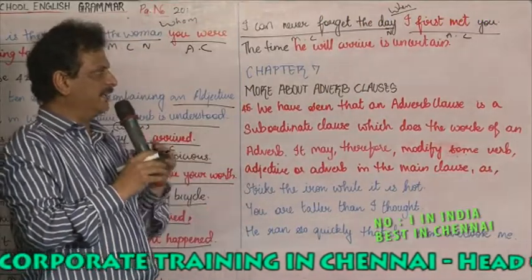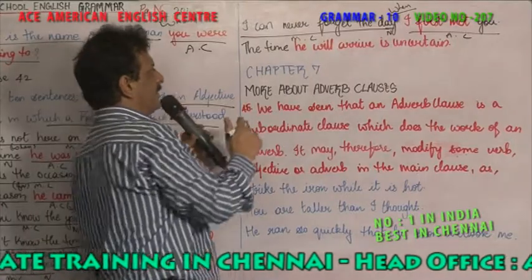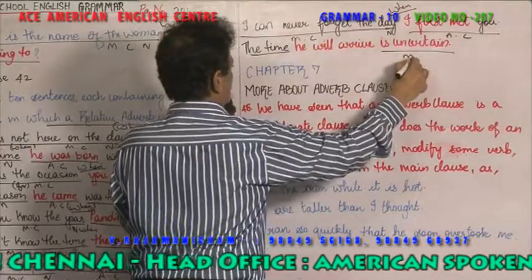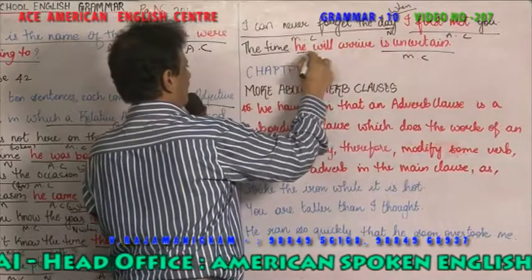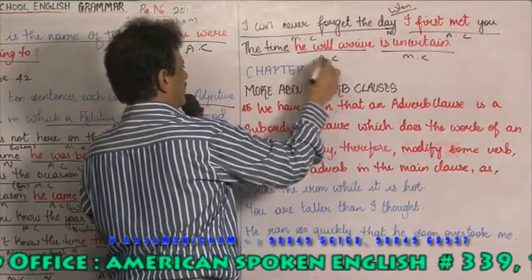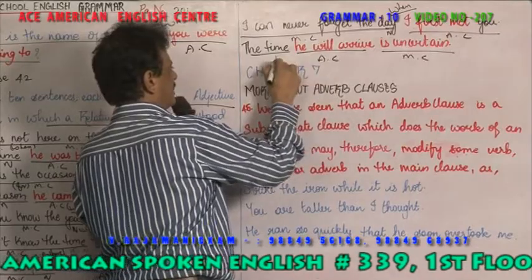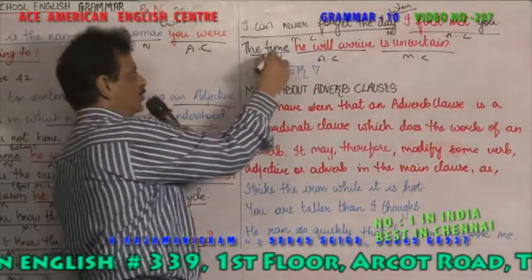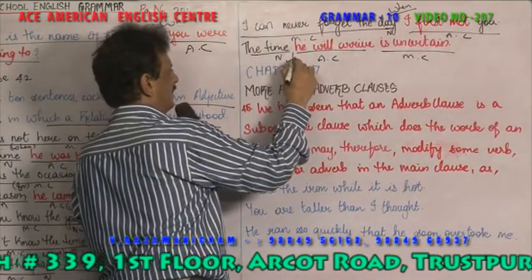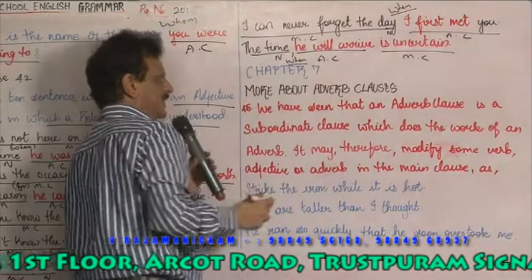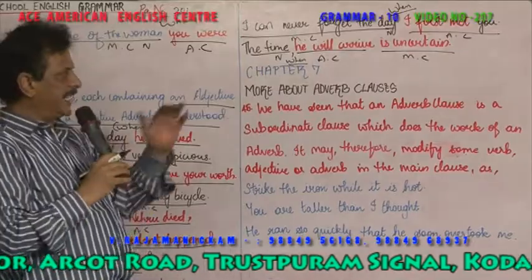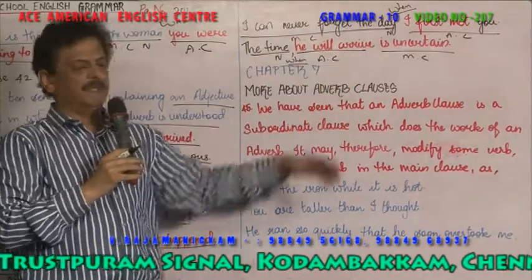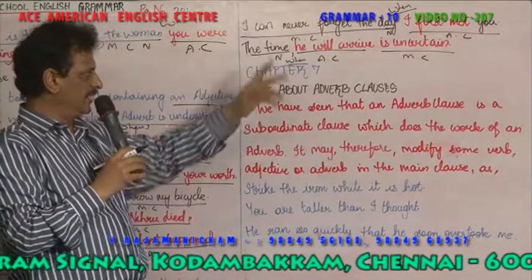The time he will arrive is uncertain. So "the time is uncertain" is the main clause. "He will arrive" becomes an adjective clause. The time is the noun. He will arrive, it qualifies the noun time. The time when he will arrive. When is the hidden relative pronoun. The time when he will arrive is uncertain. So "when he will arrive" becomes an adjective clause qualifying the time.